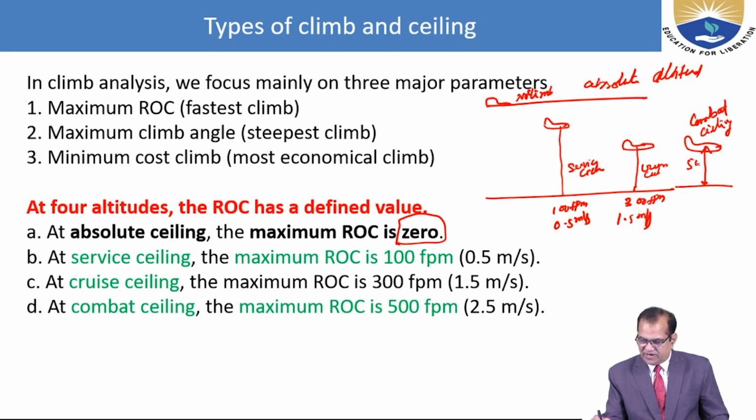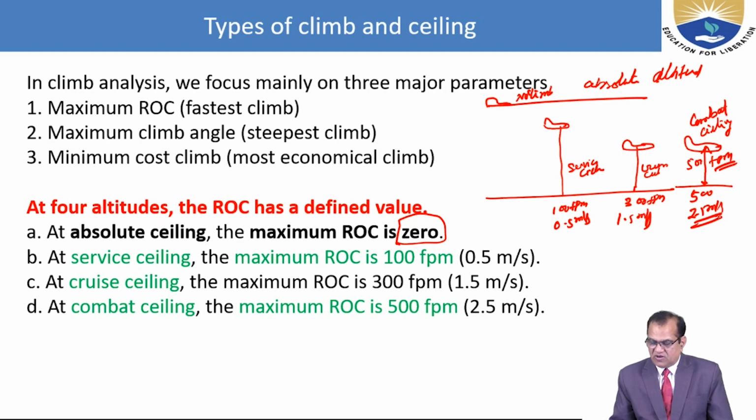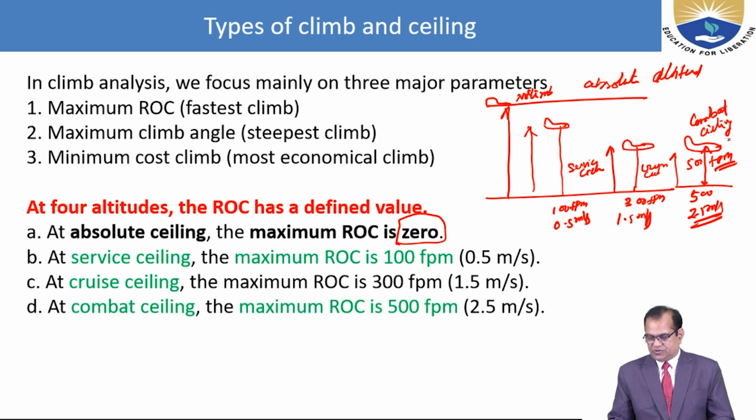Here you have 500 feet per minute. This is 2.5 meters per second. So these are the four types of ceiling of aircraft, and we have to make sure that this is the highest one, this is lower than absolute, this is lower than service, and this is lower than the cruise. So like this we have to understand.